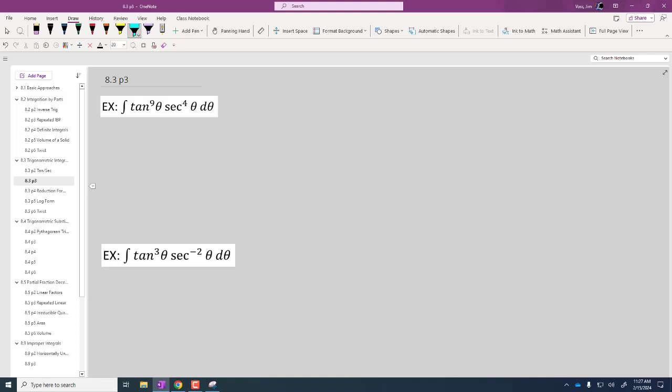So this has both cases satisfied, tangent to an odd, secant to an even, so you could do either. Which one makes more sense? Which would require less work in converting leftovers? Secant squared. Yeah, if you pull off the secant squared, you only have to convert a secant squared. If you pulled off a secant, you'd have to convert tangent to the eighth, which you could do, but that's going to be more work. So go ahead and try this one. Use whatever you want, but probably pulling off the secant squared is going to be the easiest.